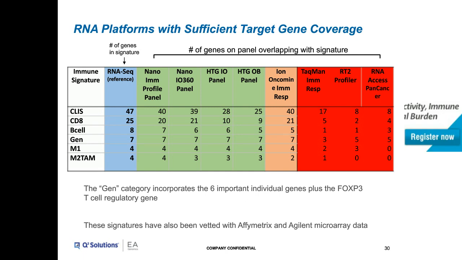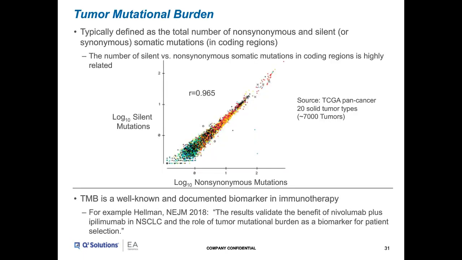Okay, well, I've talked a lot about mutational signatures, and now it's time to talk about tumor mutational burden. As many of you may know, this is typically defined as the total number of non-synonymous and silent somatic mutations, and it's kind of interesting: why would you include the silent mutations? Well, it turns out that the number of silent and non-synonymous mutations in coding regions is highly related. You see the graph here, over 7,000 tumors where this data has been collected in TCGA, pan-cancer, very, very high correlation. This implies that there's a common mechanism that's really driving both.